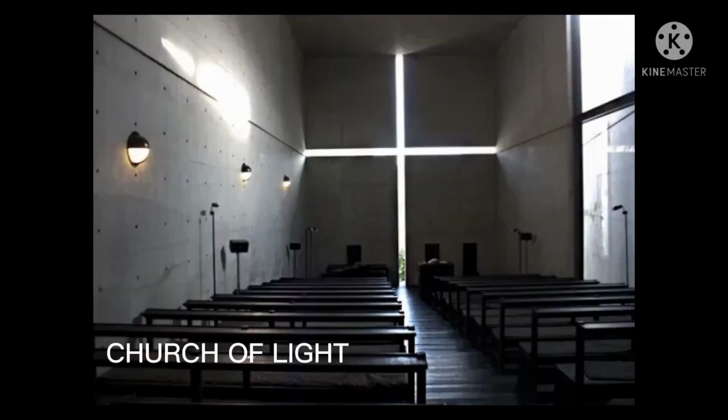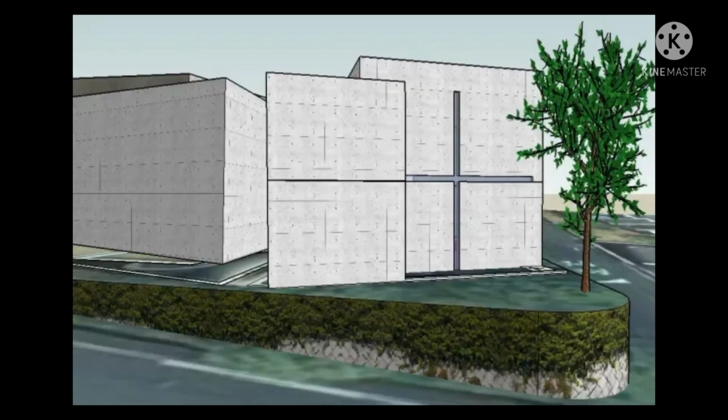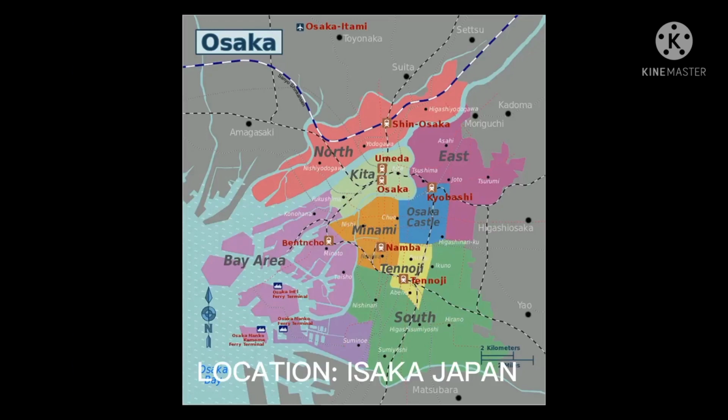Here is the chosen building to represent indirect lighting. The Church of Light is the main chapel of the Ibaraki Kasugaoka Church. As you can see, the source of light is coming through a wall that shapes into a cross. And this is one of the examples of indirect light. It was built in 1989 in the city of Ibaraki, Osaka Prefecture.